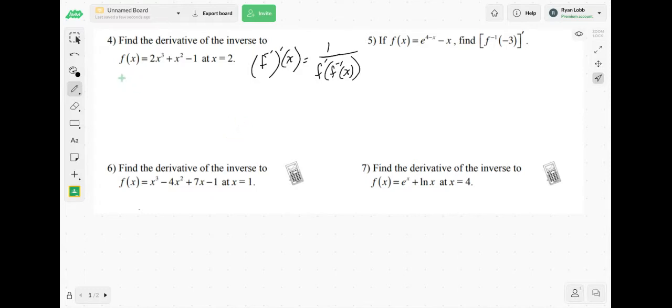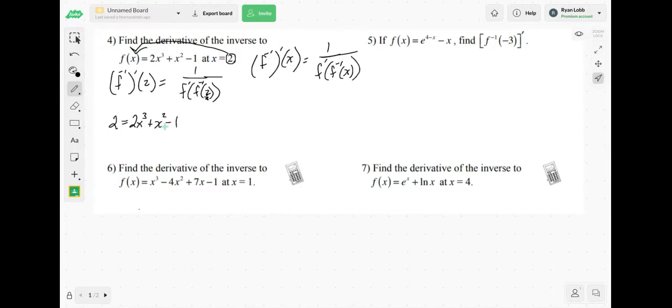So for this one, we want to find f inverse prime of 2, which is going to be equal to 1 over f prime of f inverse of 2. Now in doing this, we need to find f inverse of 2. We don't have function f inverse, but we do have function f. If this is the input for function f inverse, then this right here is the output of function f. So f inverse of 2 is going to be whatever x will make that true. So now we try to solve this for x.